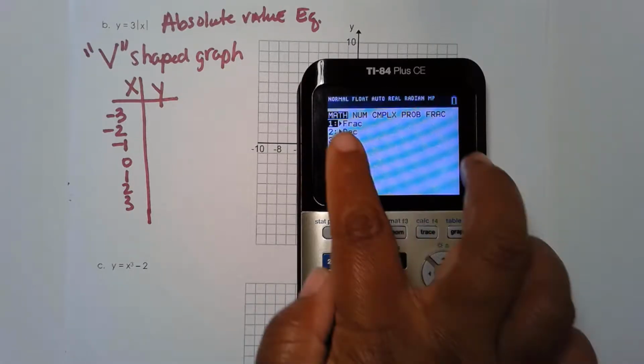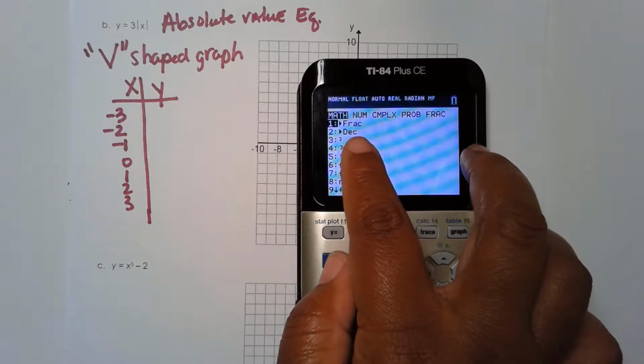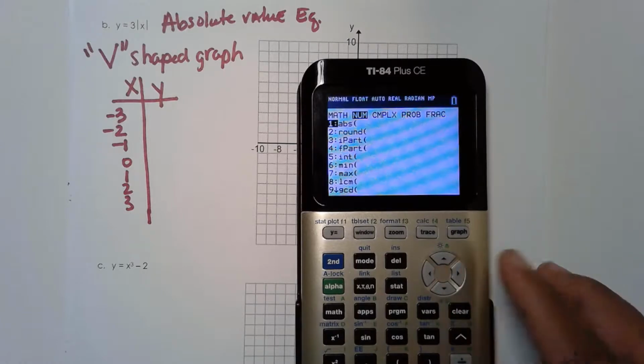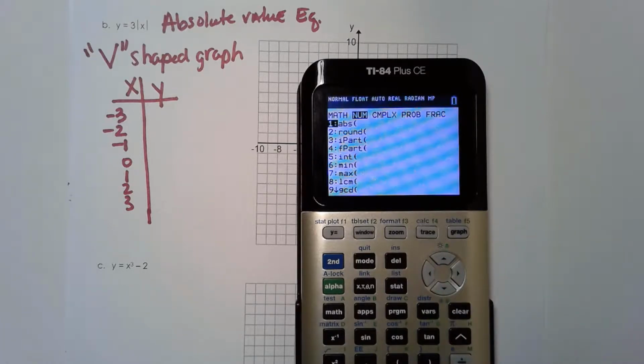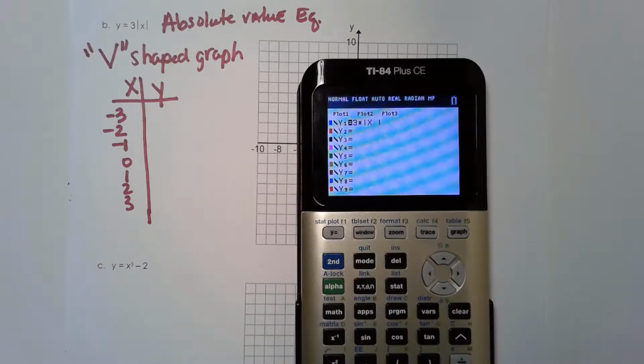You have math where you have fraction, converting from decimal to fraction, fraction to decimal, cube root. We're going to move over 1. And then you have ABS, that stands for absolute value. Either press 1 or press enter. And then we put in the variable x. Okay.